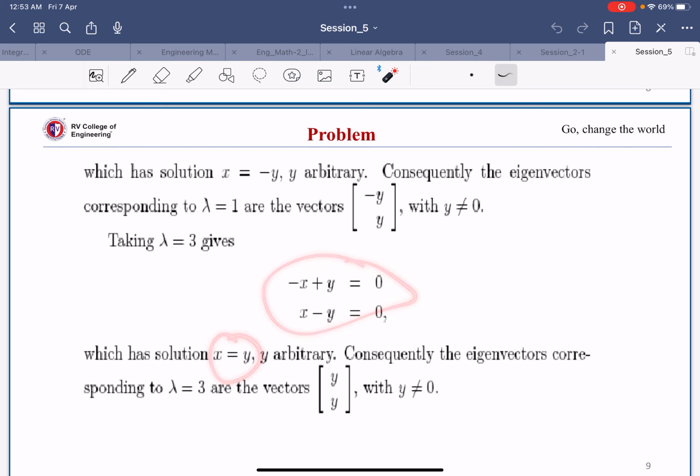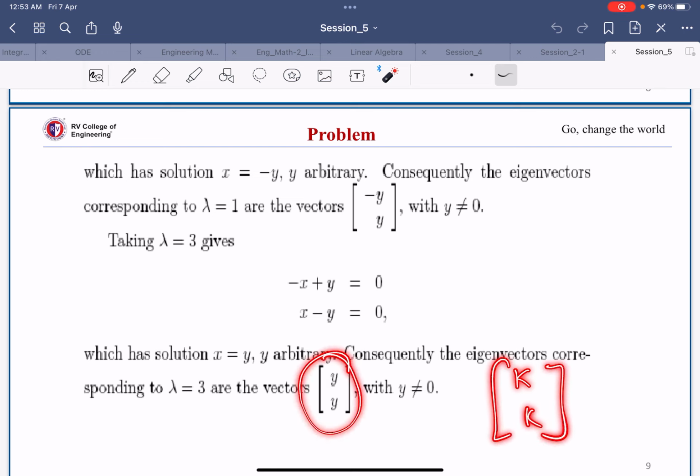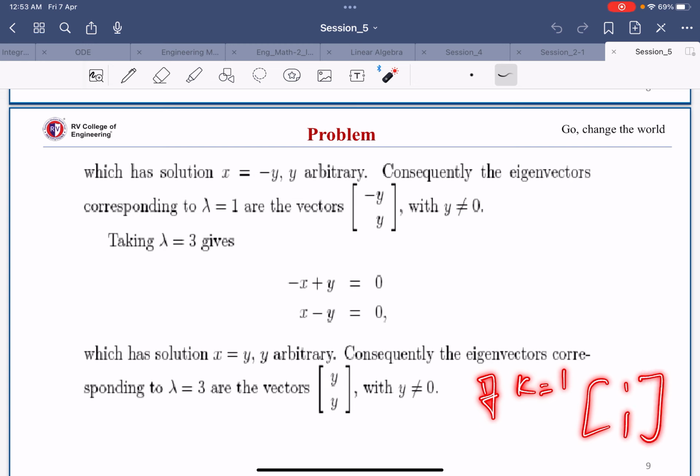X is equal to y is a solution, where y is considered as the free variable. Consequently, the eigenvectors corresponding to lambda is equal to 3 are y y. In other words, I took k k. You can also keep it as y y or k k, anything you want. In other words, if k is equal to 1, 1 1 is the eigenvector corresponding to lambda is equal to 3. So this is the method to obtain the eigenvalues and eigenvectors.